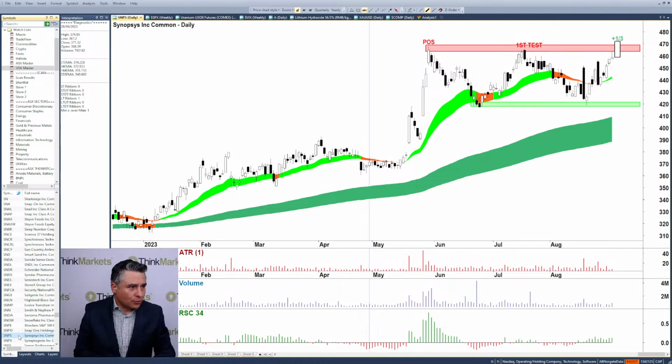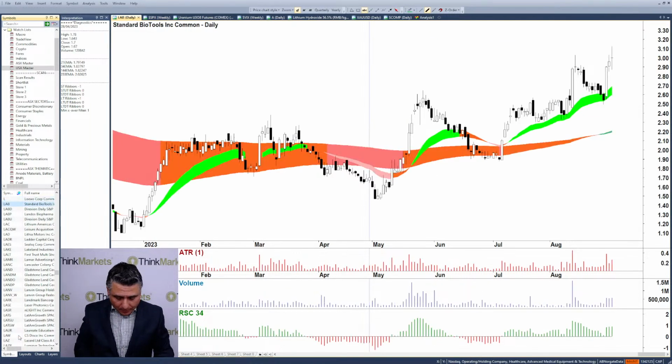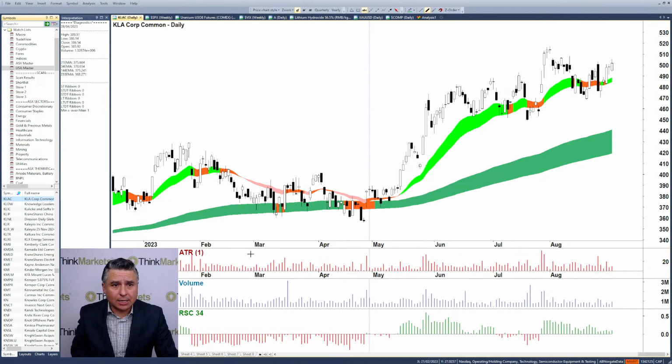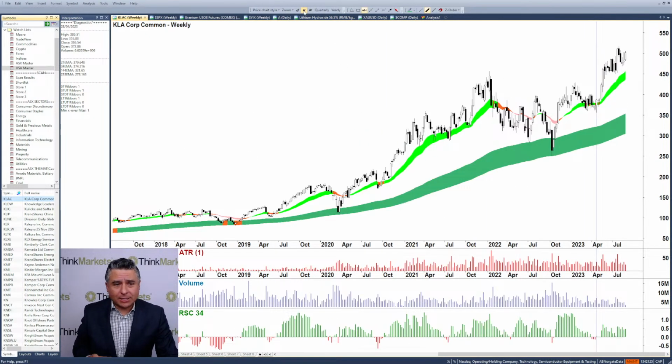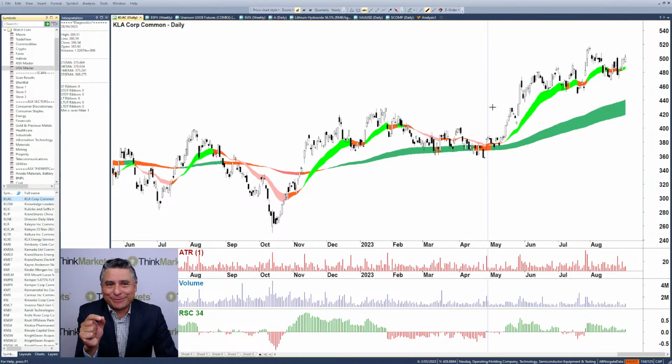Now let's go through KLAC, the next one. Very similar chart. Sometimes you're in these because they've had great trends, or you've been in them for a while and you're making a little bit of money on them, and then they just go sideways for a bit and frustrate the hell out of you. That's kind of what this is. But I can see this is rapidly improving.